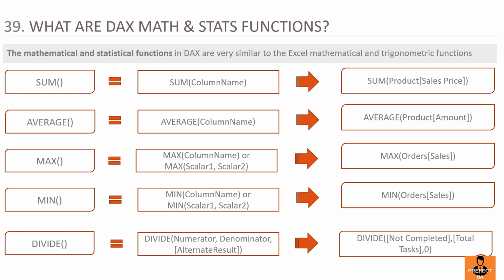Min function returns the smallest value in a column or between two scalar expressions. In the example, the output would be the minimum sales in the sales column of orders table. Divide function performs division and returns the alternate result or blank if division is by 0. In the example, the output would be the ratio of the tasks that are not completed, and here the not completed tasks are being divided by total tasks.